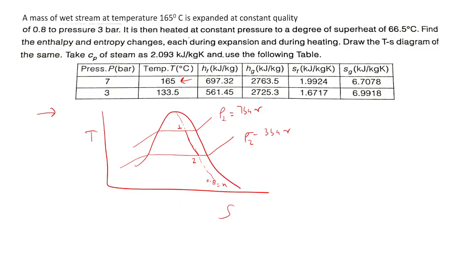Then it is heated at constant pressure to a degree of superheat of 66.5, means after reaching here it again starts heating. What temperature is it here? 133.5, and with the degree of superheat given, the third point T3 is simply 133.5 plus 66.5, which is 200 degrees Celsius, right?